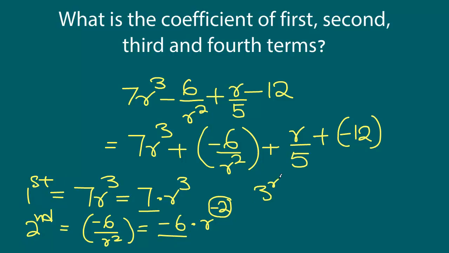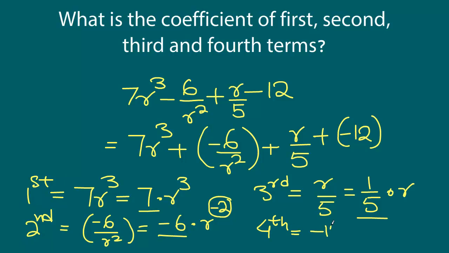What about the third term? The third term is r by 5, which we can write as 1 by 5 times r. And so 1 by 5 is the coefficient. Here the coefficient is a fraction, which is 1 by 5. This is the variable part, and this is the numerical part. And similarly for the fourth term, we notice that the fourth term is minus 12, which is a constant term.